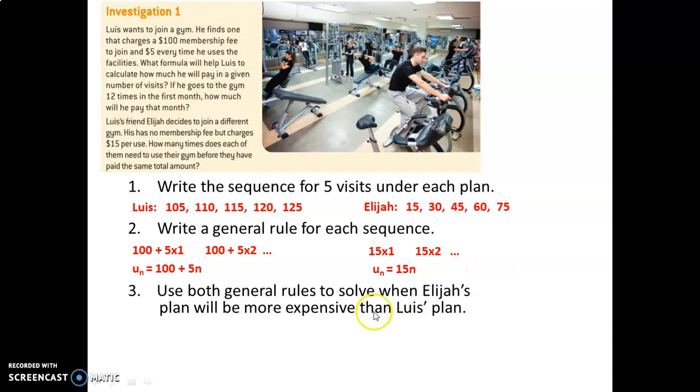Now use both rules to find out when Elijah's plan will be more expensive. Well, to do that, you can take one equation and set it equal to the other. Imagine these are graphed on a graph. Where these 2 graphs intersect is where one plan becomes more expensive than the other. So I'm setting them equal to each other, solving like this by subtracting 5n, dividing by 10, n equals 10. So on the 10th session, they will have the same price, and after that, Elijah's plan will become more expensive.